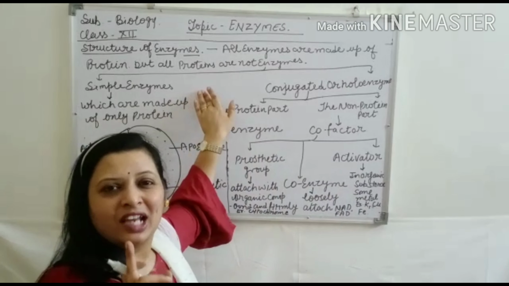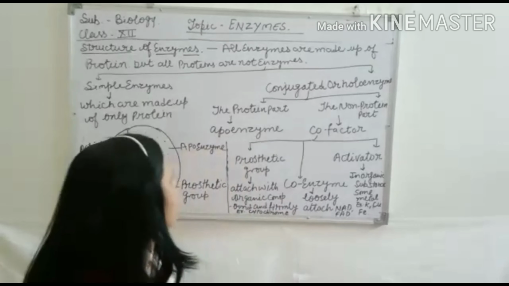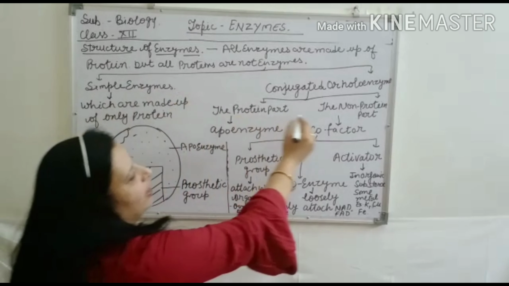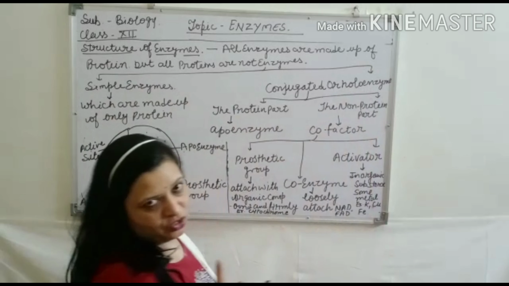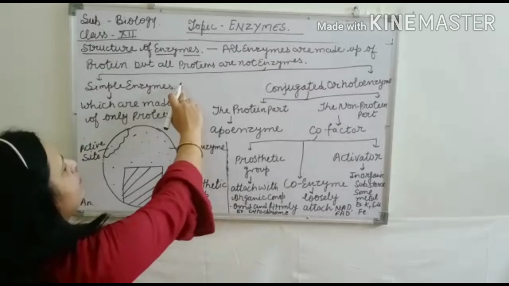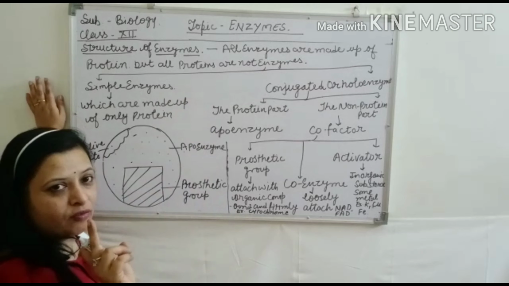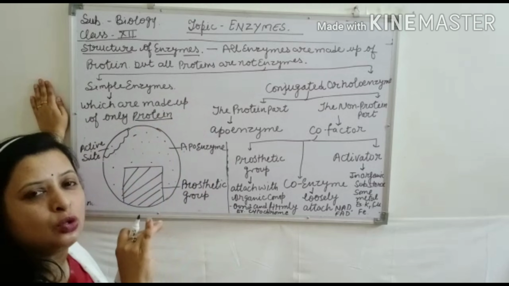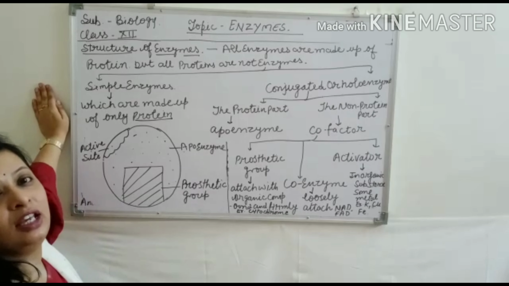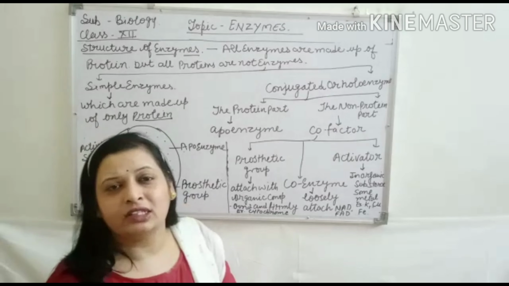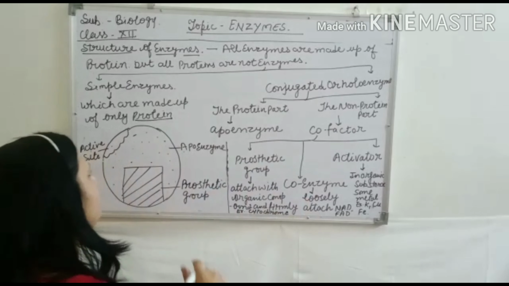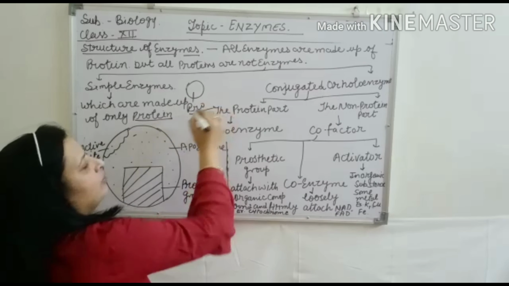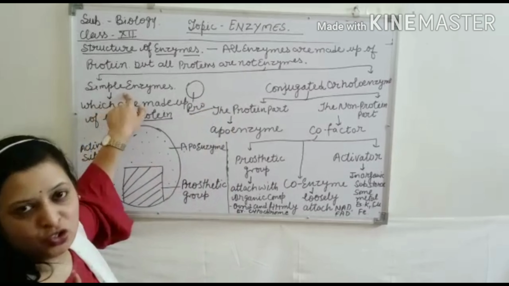First, we talk about types of enzymes. Enzymes have two types: simple enzymes and conjugated or polyenzymes. First, we talk about the simple enzymes, which are only made up of protein. There is no other part, no other organic or inorganic substance. They are completely made up of protein. That we call the simple enzymes.